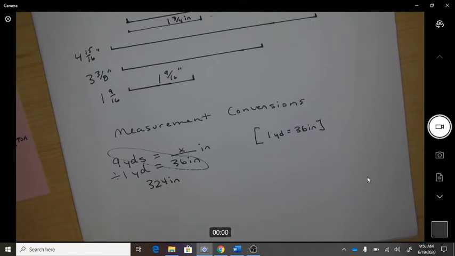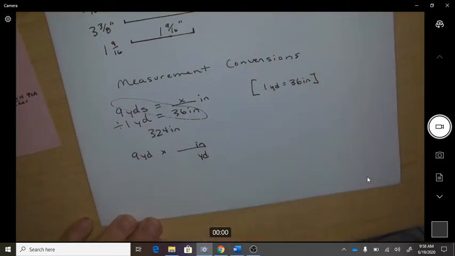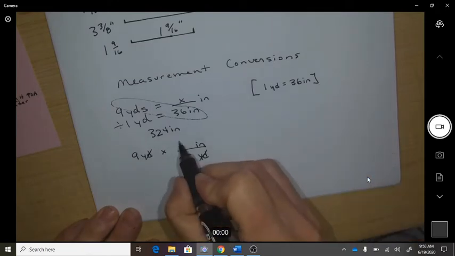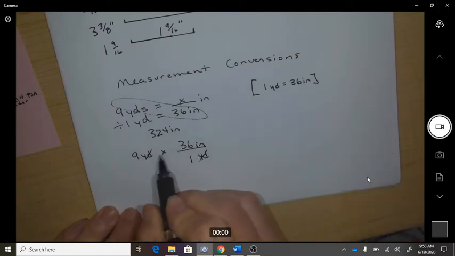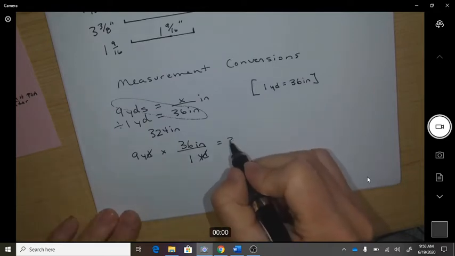Method 2 is a fraction method. So if I start in yards, in a fraction I want to get rid of the yards, so I put it on the bottom because top and bottom would cancel. So that's the fraction I'm going to times it by. The yards will cancel. And then you just fill in your ratio, so 1 yard, 36 inches. So now doing the math, 9 times 36 divided by 1.